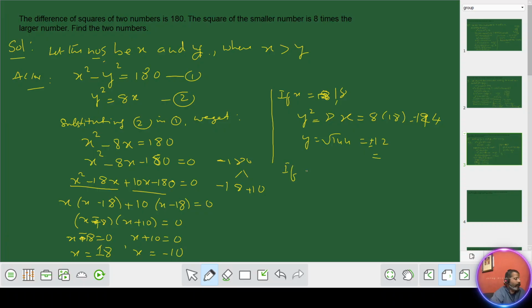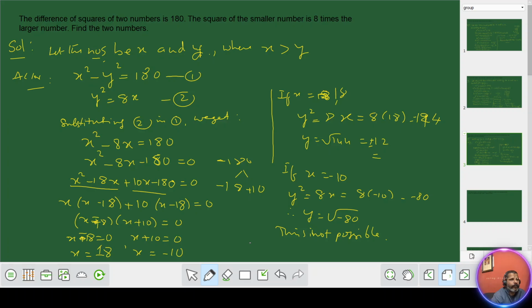Then, if x is minus 10, y square is 8x, 8 of minus 10, that is minus 80. Therefore, y equal to square root of minus 80. This is not possible because we don't have scope to find the square root of a negative number. So, this is not possible. So, what is the answer?